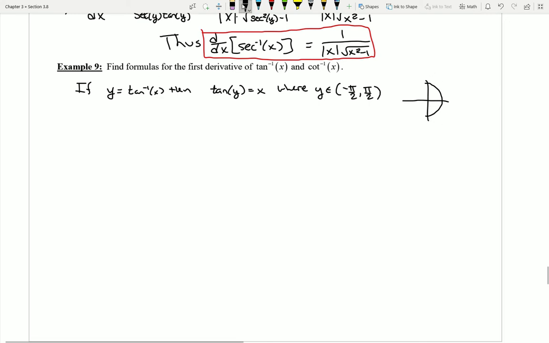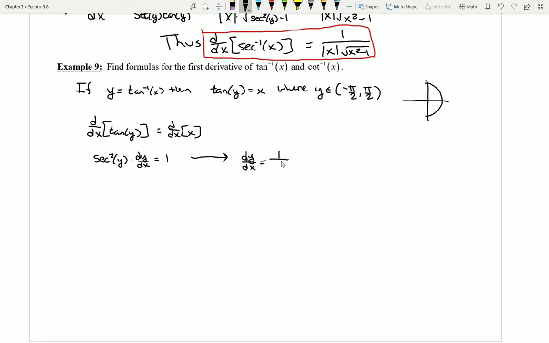Now, of course, once I have this, I can take the derivative implicitly. So I'll calculate the derivative of the tangent of y with respect to x on the left, and the derivative of x with respect to x on the other side. So this is going to get me the secant squared of y times dy dx, using my chain rule there, equals 1. This is going to give me that dy dx is going to be equal to 1 over my secant squared of y.